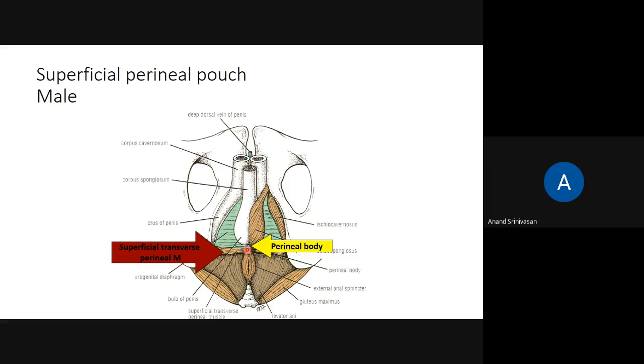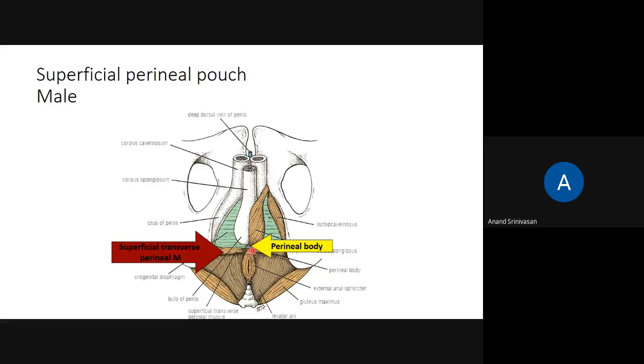As I said before, the perineal body is nothing but a contact place where all the muscles are joined together. All the muscles are joined together at this point, and this point is called the perineal body.